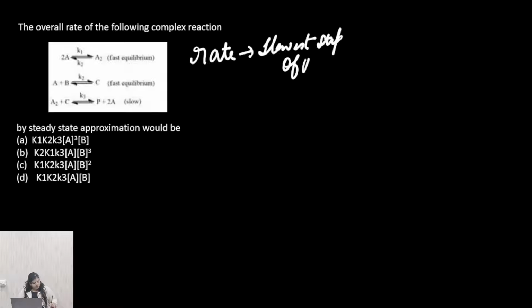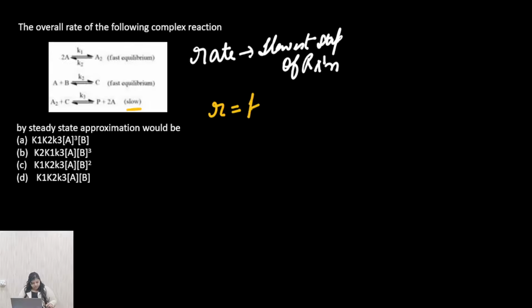Next one we are having this. So this is again from the December 2011 exam only. The overall rate of the following complex reaction. So we know that the rate of a reaction is dependent upon the slowest step of the reaction. Here the slowest step of the reaction is given to us in the third equation, which is A2 plus C in equilibrium with the rate constant K3 giving you P plus 2A.